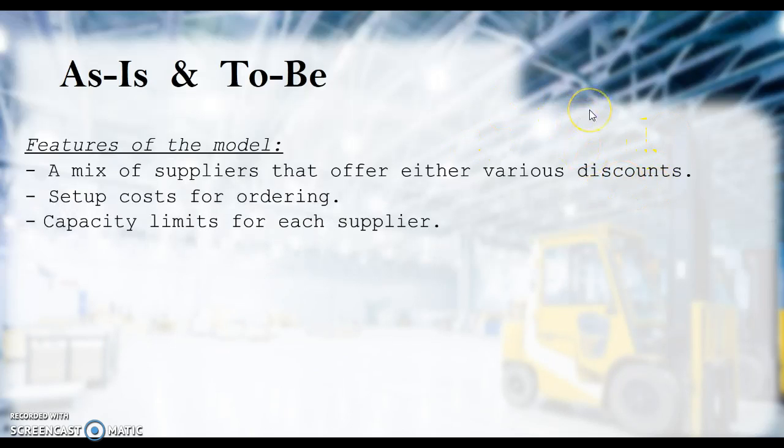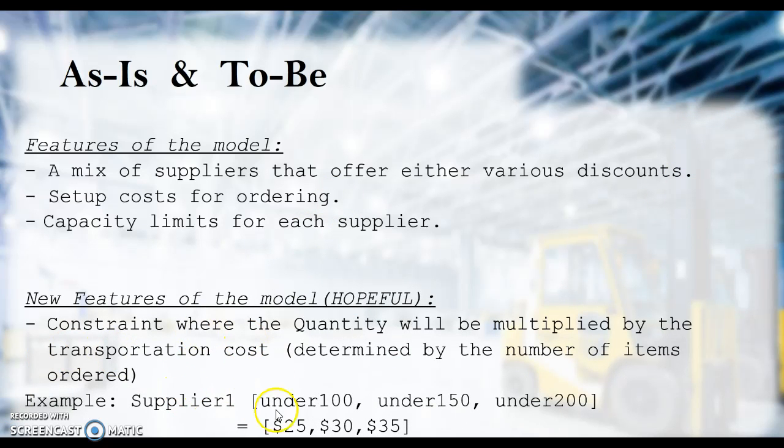The regular example that it gives has features of a mix of suppliers that offer various discounts, setup costs for ordering, and capacity limits for each of the suppliers. Now, what I am attempting to do is add an additional constraint where there are transportation costs, in other words, shipping costs for different quantities ordered. So, for instance, if you ordered from supplier 1 under $100, the shipping cost would be $25, and so on and so forth. This could get really complex when you're trying to minimize the total cost, and these do in fact become something you have to worry about, which is why we turn to something like IBM CPLEX.